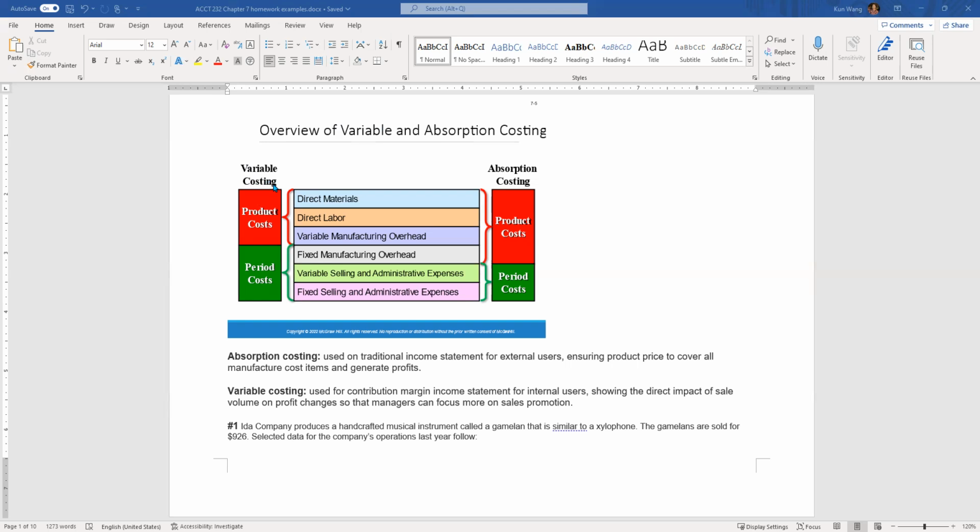So we can use them at the same time, but for different purposes. Variable costing, we use it for internal management, like cost analysis and performance evaluations. Absorption costing, we use it for providing information for external users and setting long-term pricing of the products. Okay, so that's the key takeaway for variable costing and absorption costing.